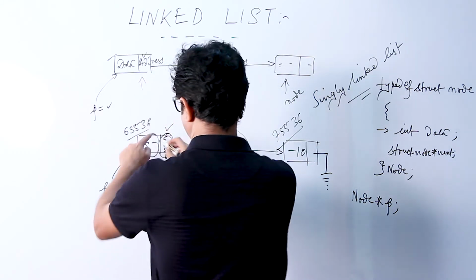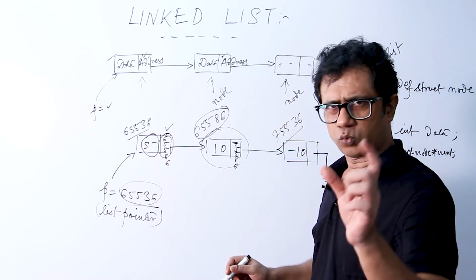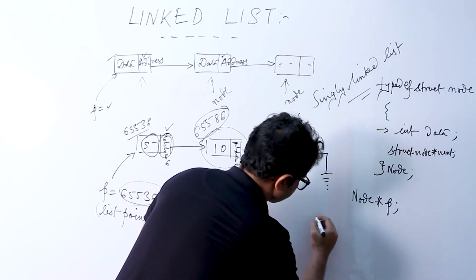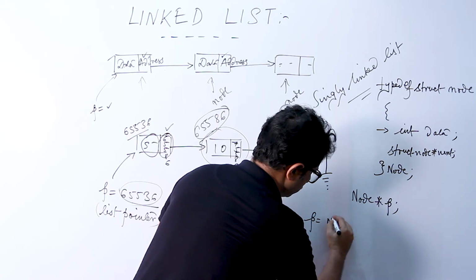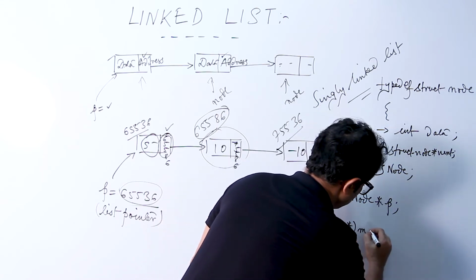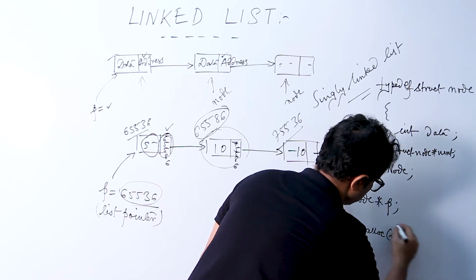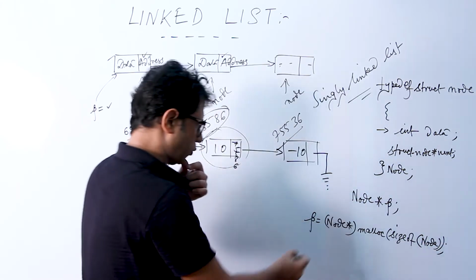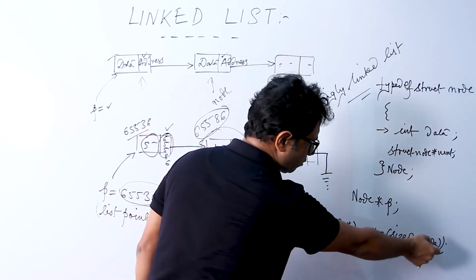In order to dynamically create a memory block, we will write one line of code that I will show you. That is, P is equal to node star malloc size of node. So what we have written is P is equal to node star malloc size of node.